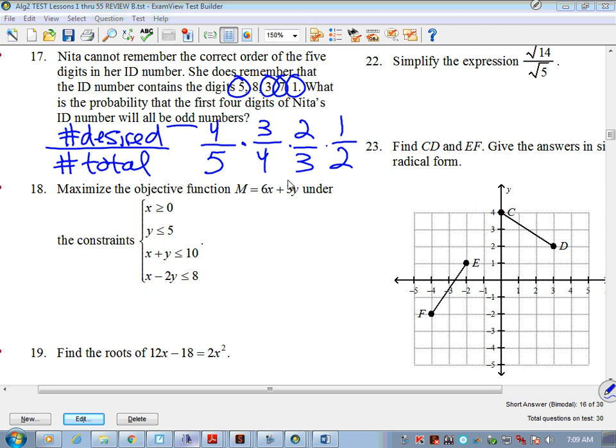I'm not going to pull up the graphing calculator for you to see, but I will calculate it here real quick. 4/5 times 3/4 times 2/3 times 1/2.